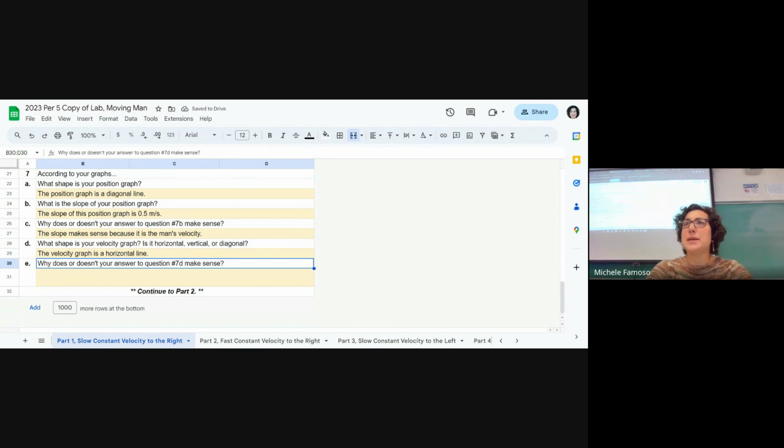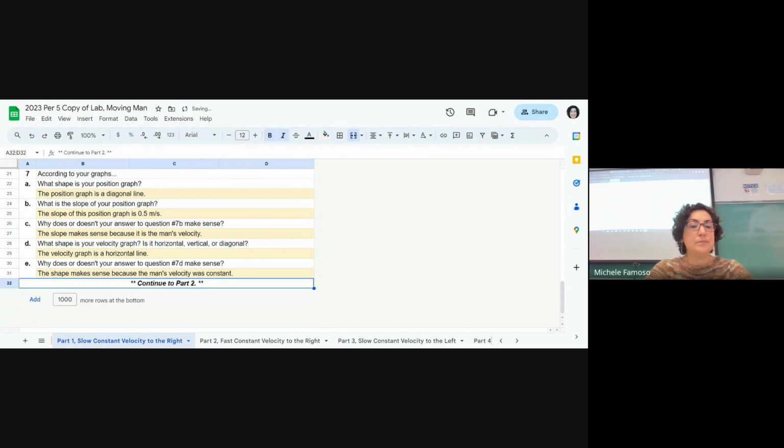Now, does that make sense that it's a horizontal line? It does. Can you tell me why? What does the horizontal line that isn't on 0 mean? Yep. The shape makes sense because the man's velocity was constant. Okay? That's how you do each part of this lab.